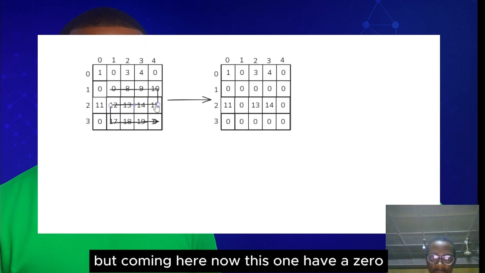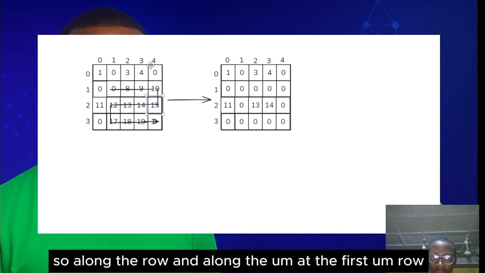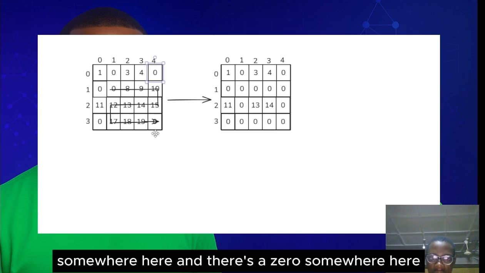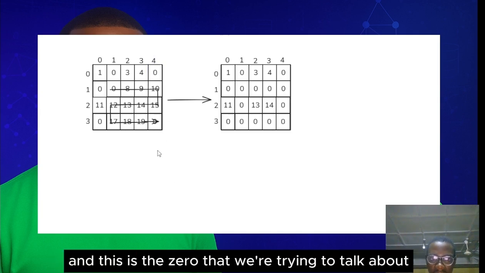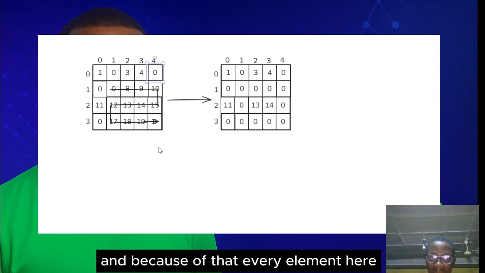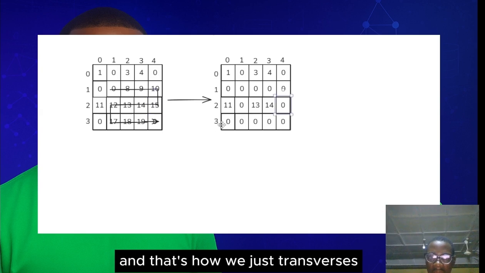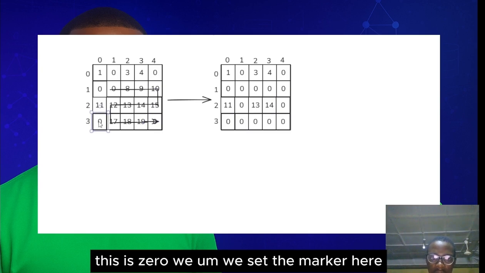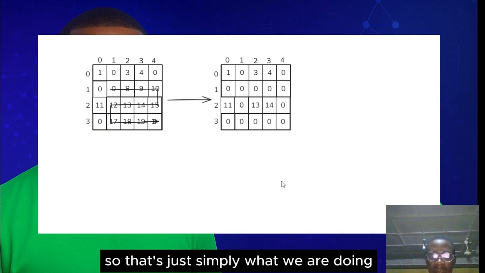But coming here now, this one has a 0 at the first row. What it means is that there's a 0 somewhere here. That's what it means, and this is the 0 that we are trying to talk about here. That's why we set this marker to be 0 at the top here, and because of that, every element here, including 15, will become 0, and that's how we just traverse it. Similarly, there's a 0 here. For this same 0, we set the marker here, and everything that is here becomes 0. So that's simply what we are doing.